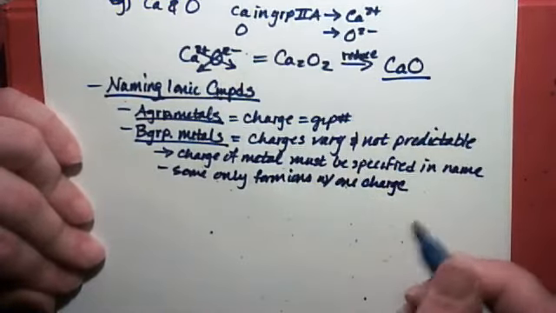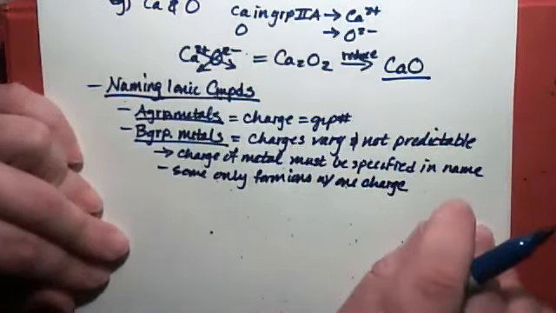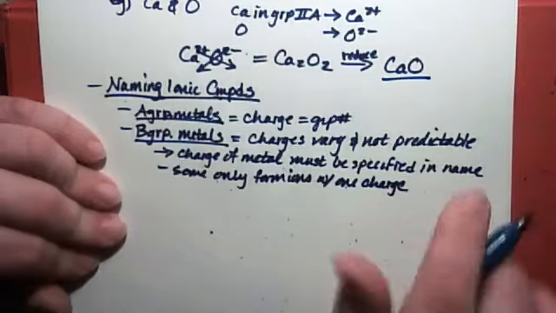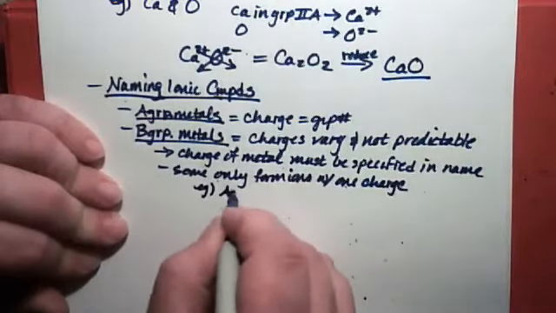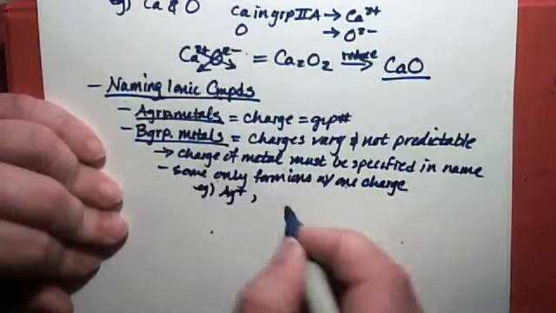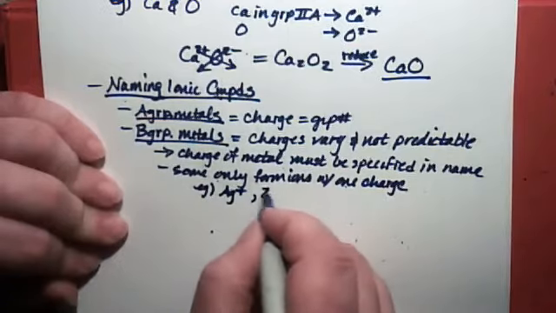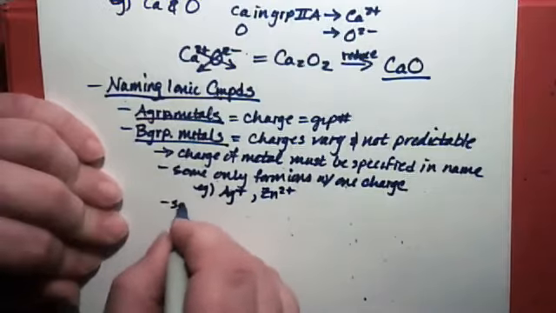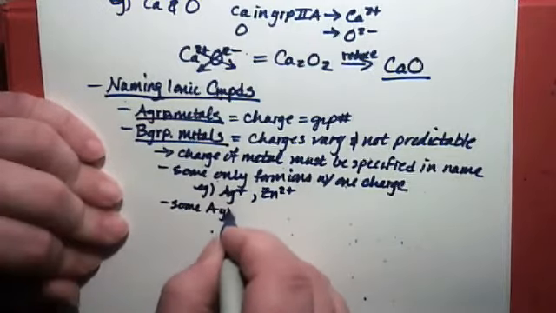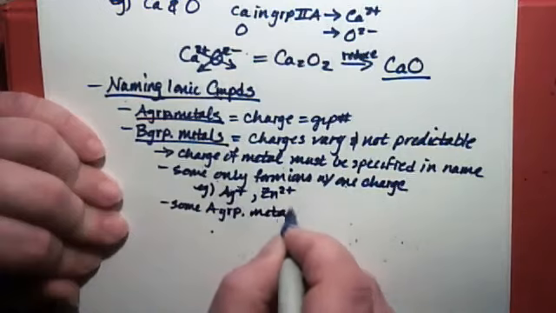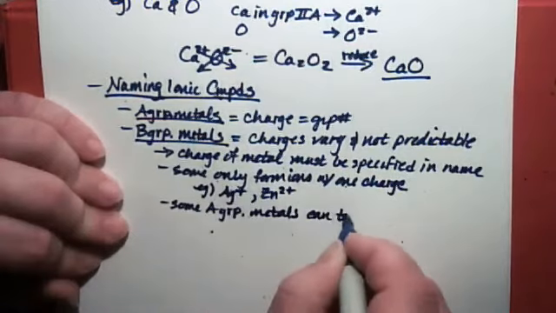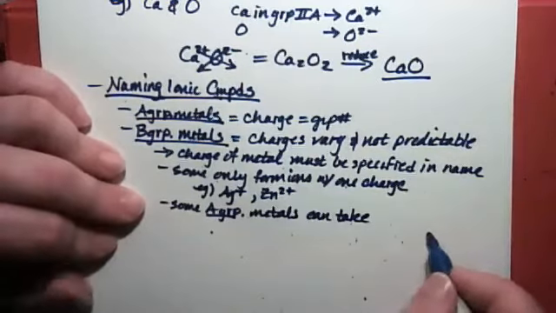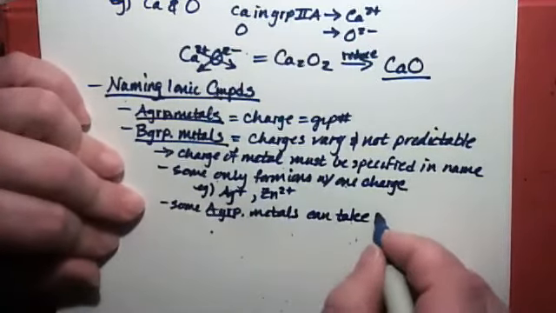It's actually also the case, just to make things even a little more complicated, that some of the B group metals, or transition metals, only form ions with one charge. So for instance, silver, which only ever forms +1 ions, zinc, which always forms +2 ions. And in case that's not fun enough, it turns out that there are a couple of the A group metals that can take more than one charge.